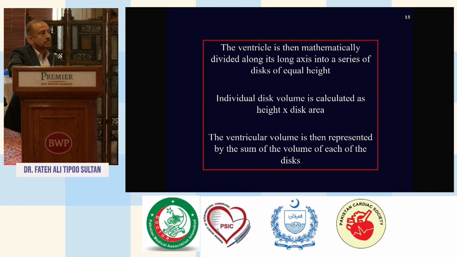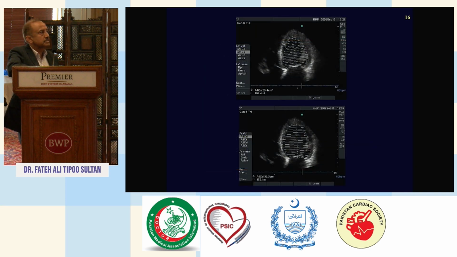So you have to just trace the endocardium, and then it would divide the LV into multiple discs, and individual disc volume is calculated as height multiplied by disc area, because this is 2D. So it can just calculate the area, and by multiplying with the height, it can actually calculate the volume of each disc. And the ventricular volume is then represented by the sum of the volumes of each of the discs. So this is the image.